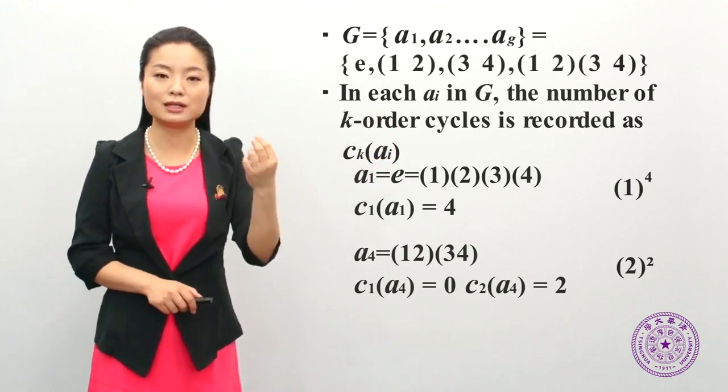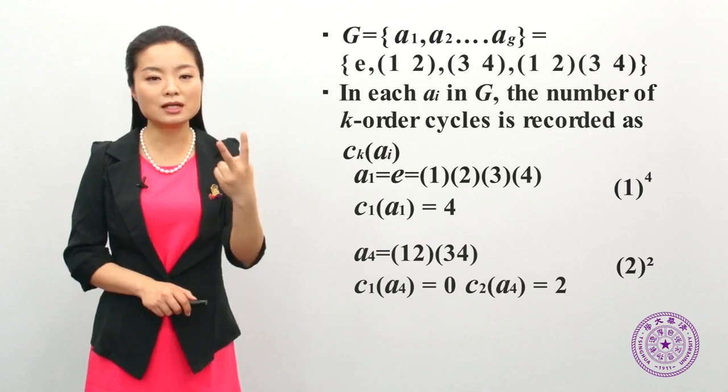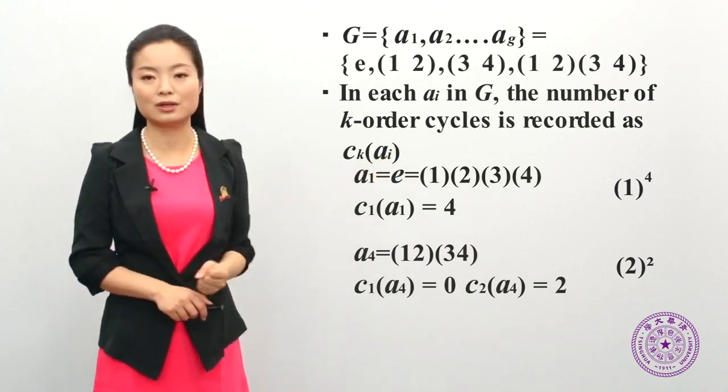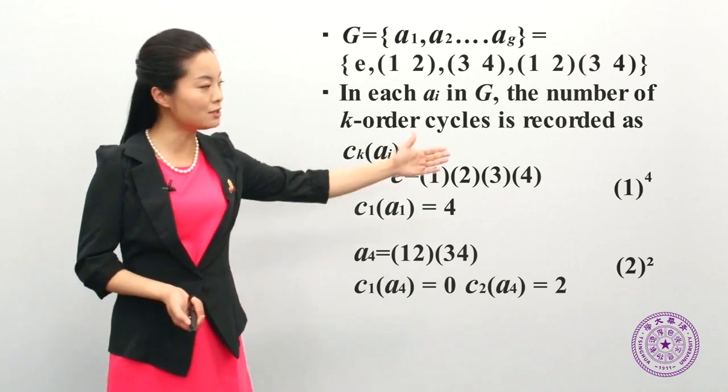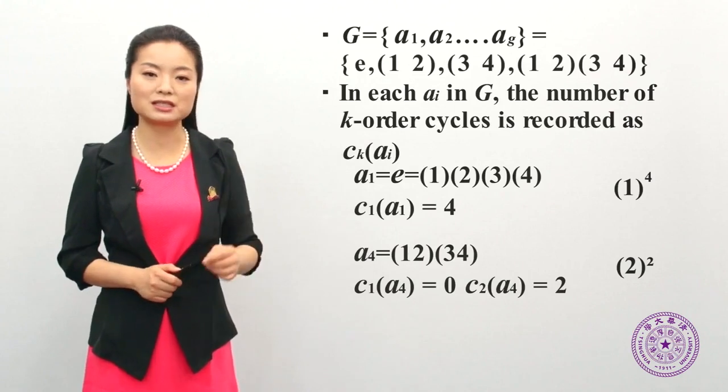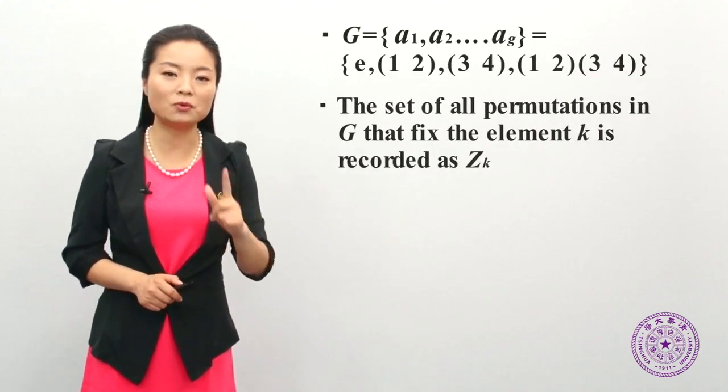Corresponding to another, let's take a look at this last permutation. 1 and 2 exchange, 3 and 4 exchange. And this time, the two-order cycle count is 2, which is C2(a4) equal to 2, which means it can be written as a two-order cycle. There are 2.